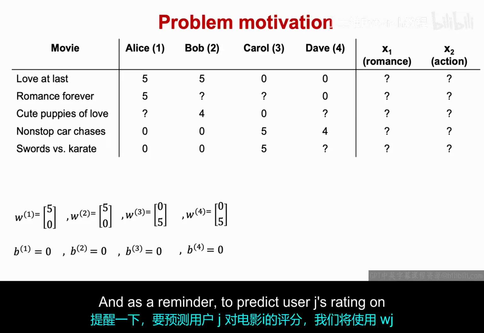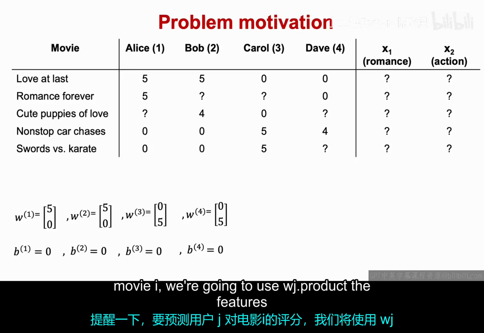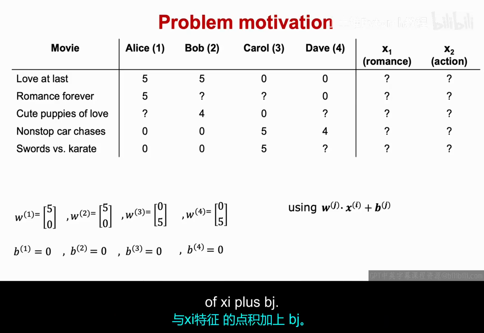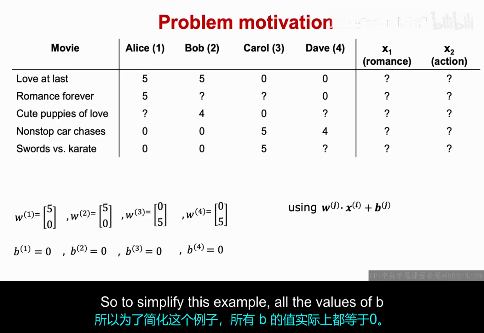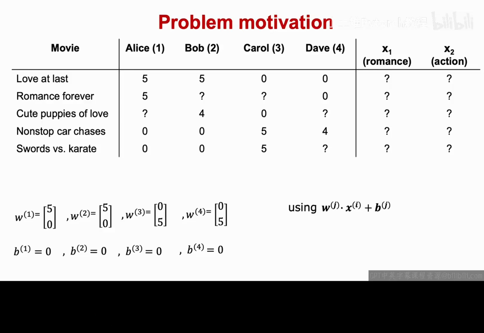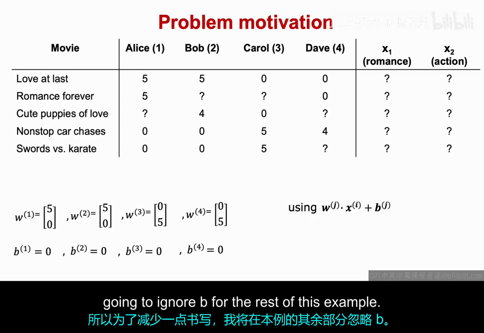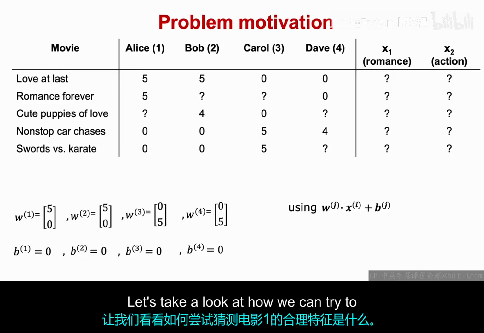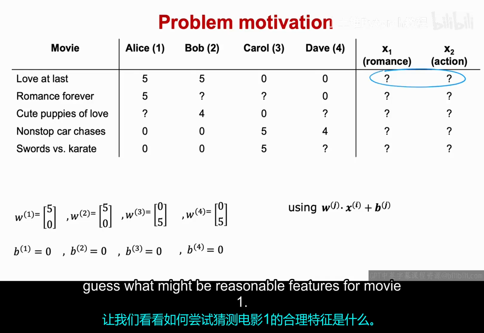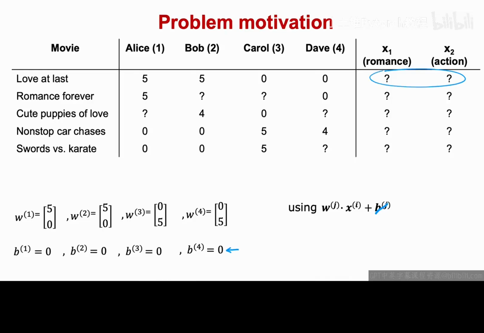And as a reminder, to predict user j's rating on movie i, we're going to use Wj dot product the features of Xi plus Bj. So to simplify this example, all the values of B are actually equal to 0. So just to reduce a little bit of writing, I'm going to ignore B for the rest of this example.